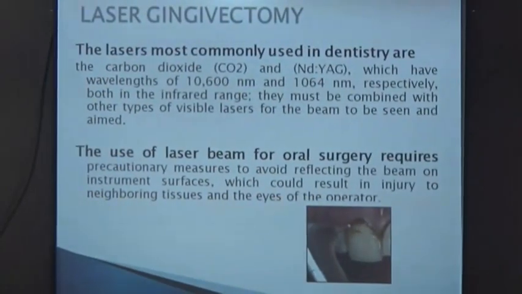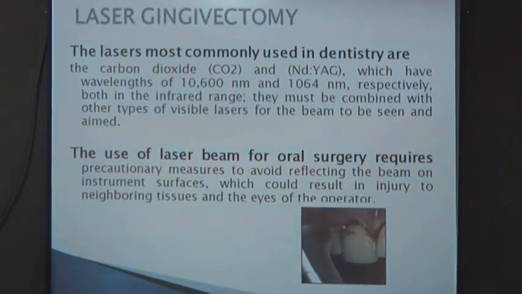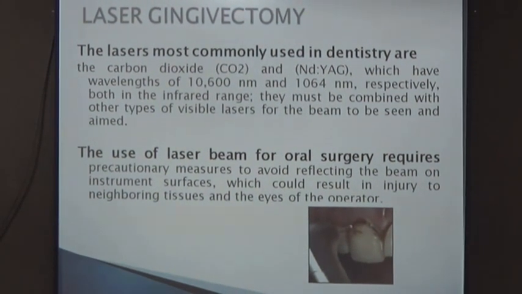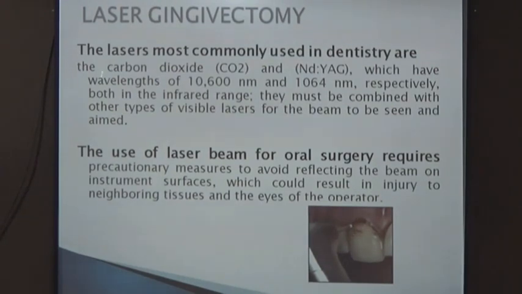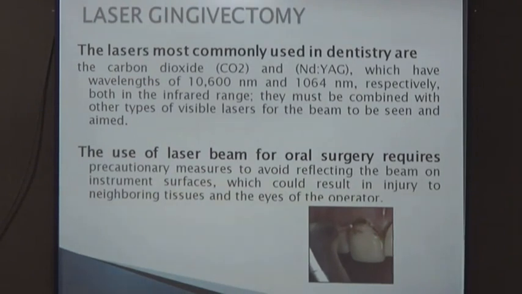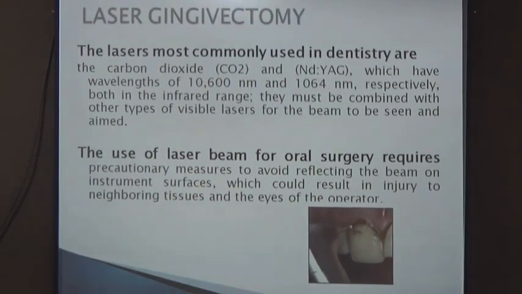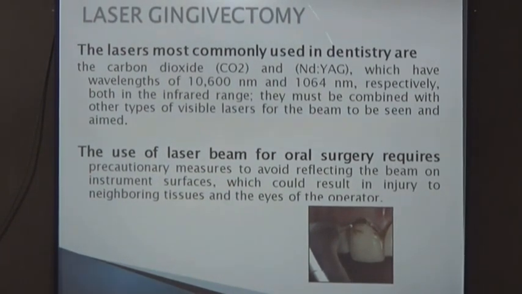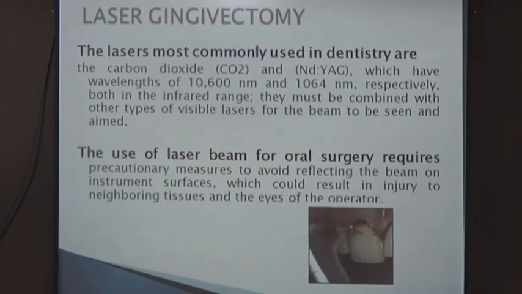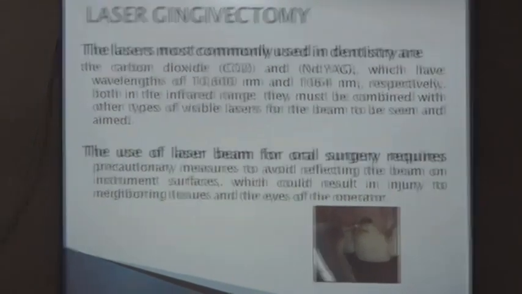Okay. Then this is the laser gingivectomy. The lasers most commonly used in dentistry are carbon dioxide and Nd:YAG. Please remember, these two lasers are commonly used. They can ask you in MCQ. The use of a laser beam for oral surgery requires precautionary measures to avoid reflecting the beam on the instrument surface. We will give importance to this Nd:YAG. The wavelengths are 10,600 nanometer and 1064 nanometer respectively. So, the carbon dioxide laser wavelength is higher than the Nd:YAG. You remember that. The wavelength of the carbon dioxide laser is higher, 10,600 nanometer, whereas this is only 1064 nanometer.